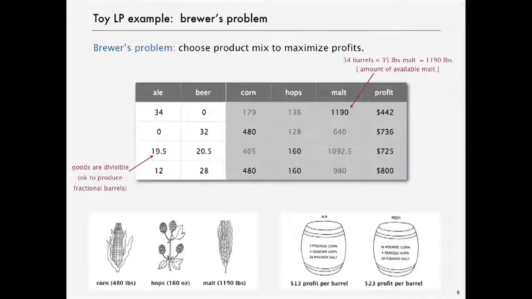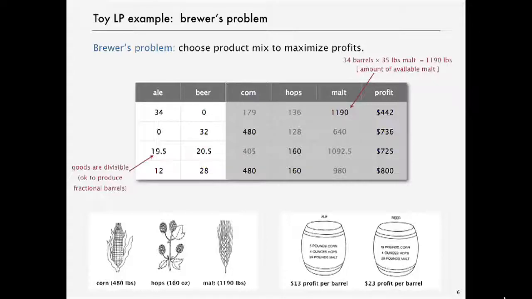But what about this mix here? If we were to make 12 barrels of ale and 28 barrels of beer, then the amount of hops that you need, you can multiply it out. That would use up all the hops, the 160 ounces of hops that you've got. So that's restricted by the number of hops, and also uses up all the corn that you've got. And if you do 12 times 13 for the ale and 28 times 23 for the beer, you make a profit of $800. So out of these alternatives, that's the one you're going to choose. Make 12 barrels of ale and 28 barrels of beer, and you're going to maximize your profits.